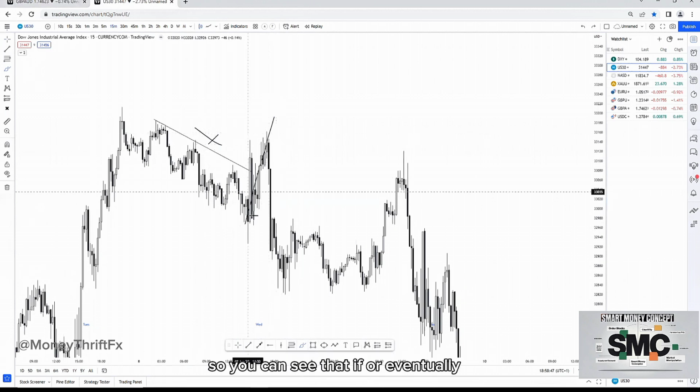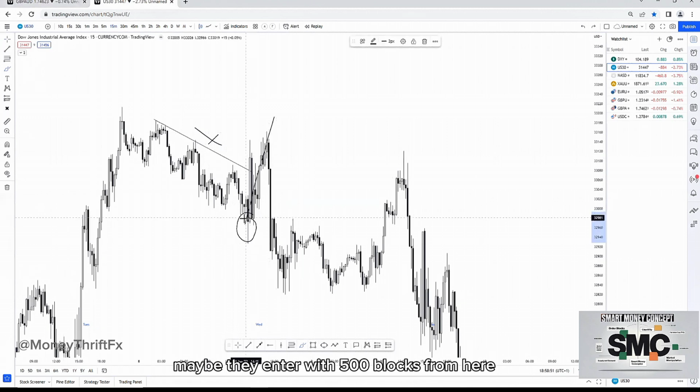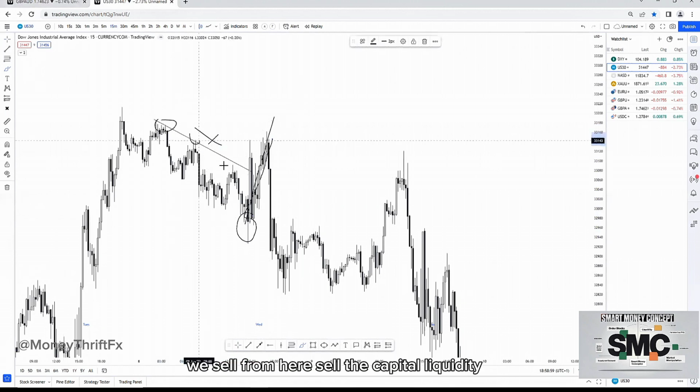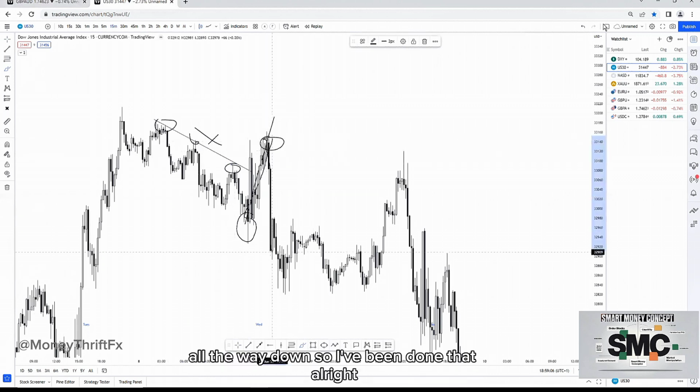So if maybe they entered with 500 lots from here, you can see how they were just moving to capture these people's liquidity. This trend line, guys, that I'll be saying we sell from here, we sell from here, we sell from here. See how they capture their liquidity, and then afterward they enter with their main position to begin to take price all the way down.